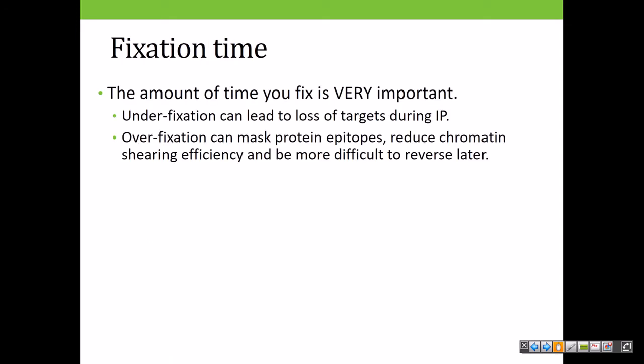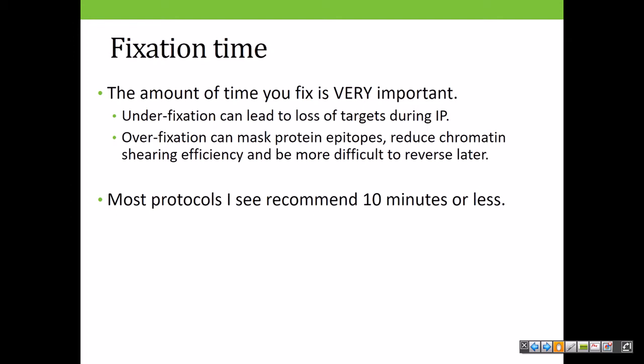Now, fixation time, that's what normally you'll see some variation in depending on the protocol. The amount of time you fix is very, very important. Underfixation can mean that your DNA just isn't bound tight enough to your protein, so you'll lose it during the washing and all the processing. Overfixation can mask your protein epitopes, and now your antibody can't really find its epitope anymore. It can reduce shearing efficiency when we start cutting up DNA later on with sonication. And it's often more difficult to reverse the cross-links, which we would do later on, if you've overfixed. Most protocols I see, and it's going to depend on your cells, recommend 10 minutes or less. Okay, and you can play around with that to see what is best for your cells.